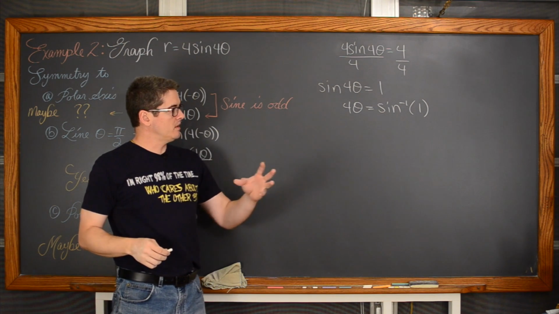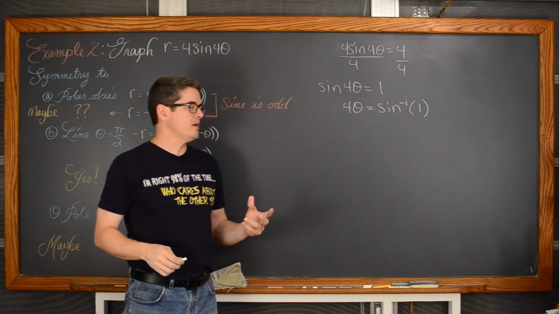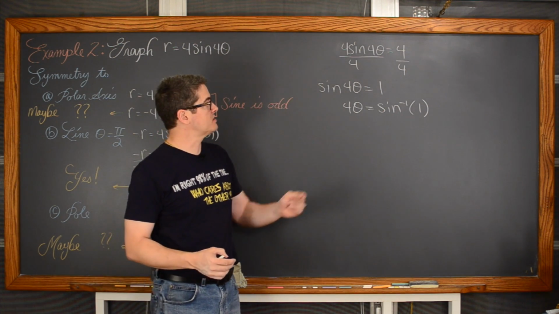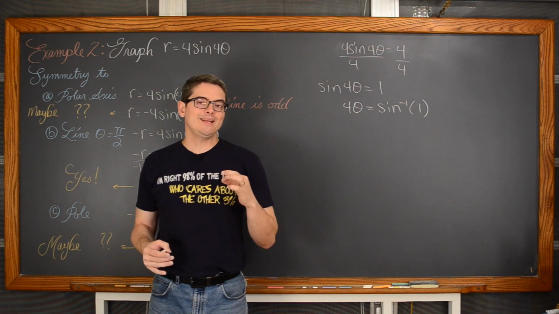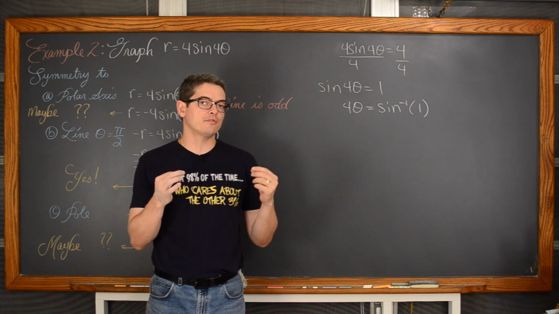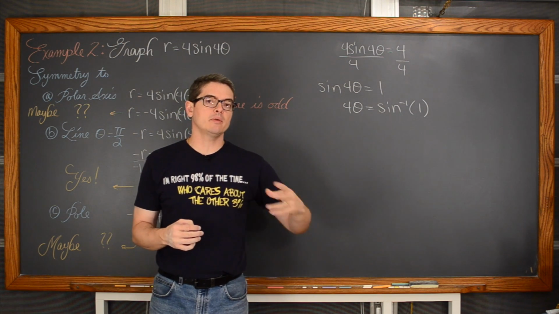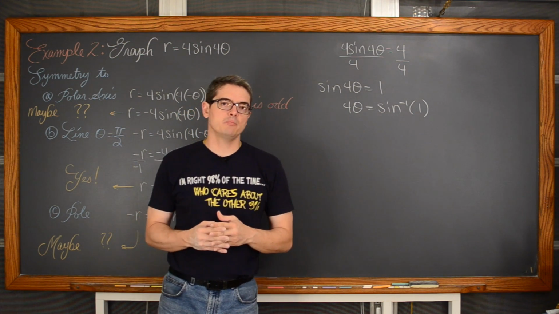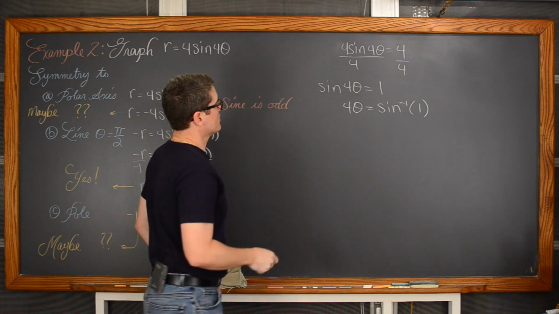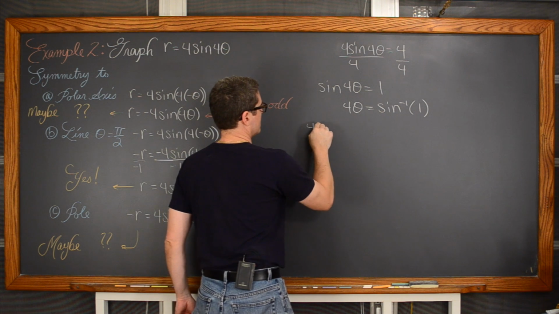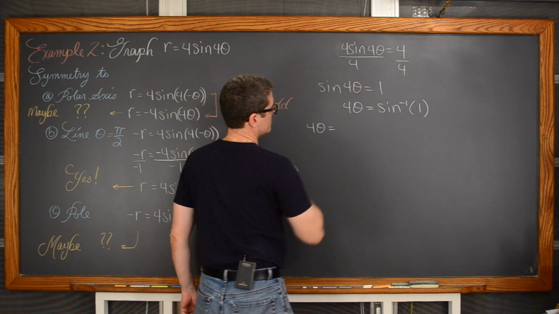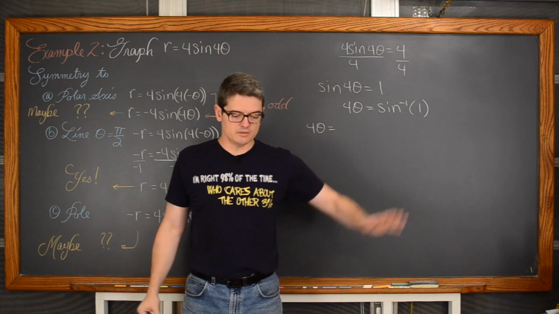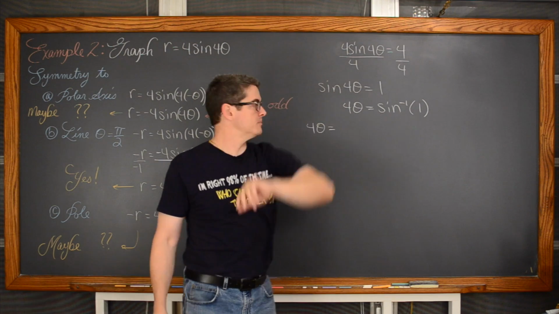Now we're going to keep going, looking for angles that give us sine values of 1. And where do we stop? Well, because this n is even, we need our final answer of theta to go from 0 to 2 pi to make sure that we get the endpoints of all 8 of those petals. So 4 theta equals the inverse sine of 1. Where does sine equal 1? Well, that's going to be pi over 2.